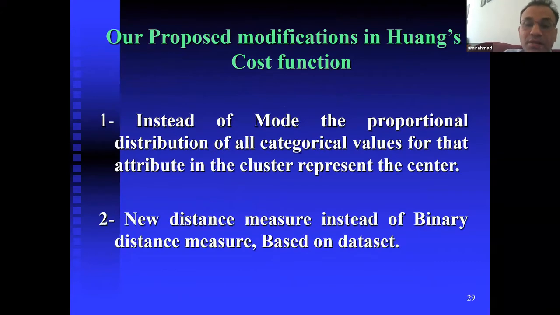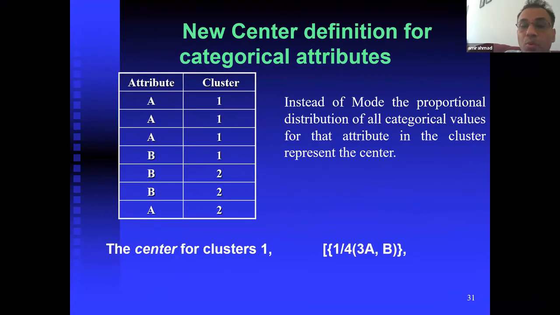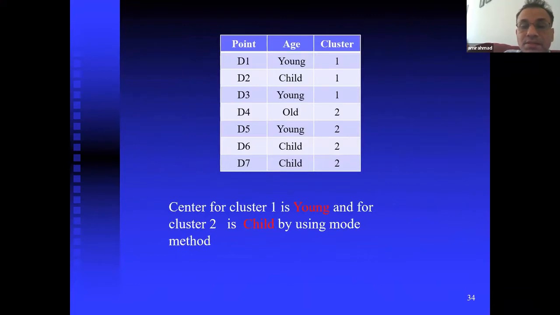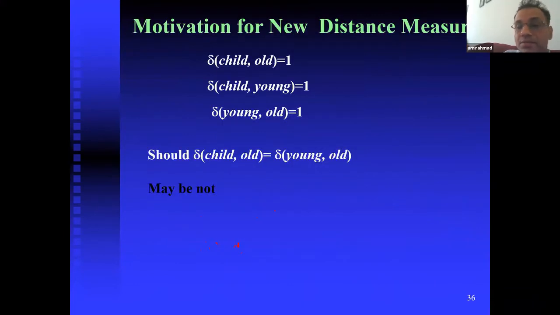Now, the second one: a new distance measure instead of binary distance measure, based on the data set. So what is the problem here? I will come back to that slide, so I will not miss any slide. But I want to show you the problem. Why is this not a correct way, 0 and 1?